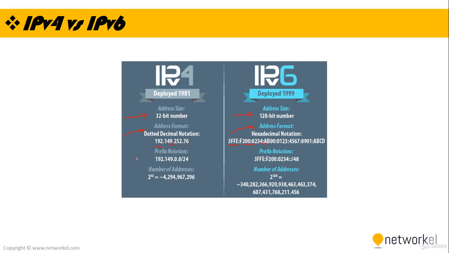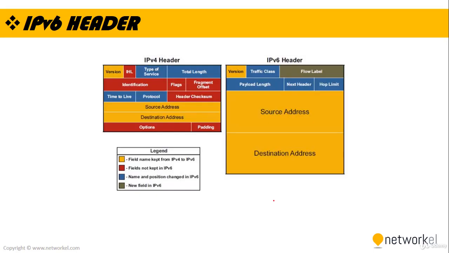There's a difference in the prefix notation as well. And the biggest difference between them is really the number of addresses that they support. As you can see, IPv4 supports this, and IP version 6 supports a really huge number of IP addresses. Let's take a look at the IP version 6 header now.